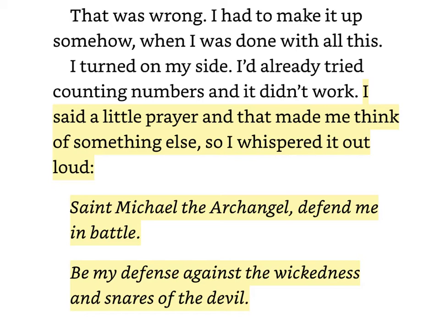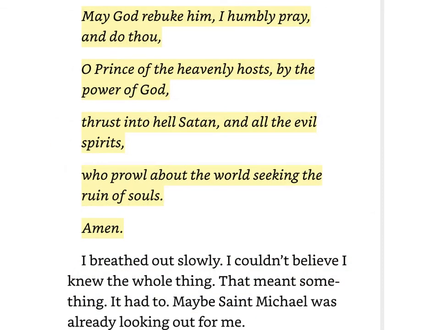Saint Michael the Archangel, defend me in battle. Be my defense against the wickedness and snares of the devil. May God rebuke him, I humbly pray, and do thou, O Prince of the heavenly hosts, by the power of God, thrust into hell Satan and all the evil spirits who prowl about the world seeking the ruin of souls. Amen.